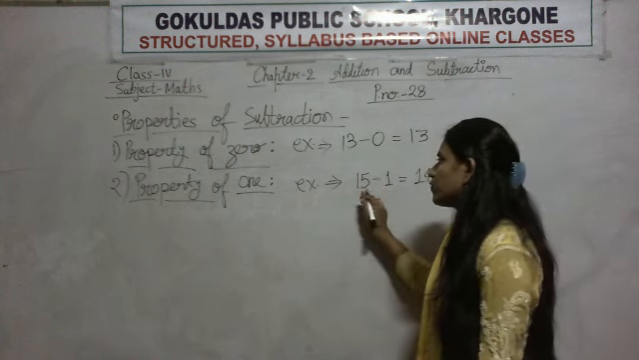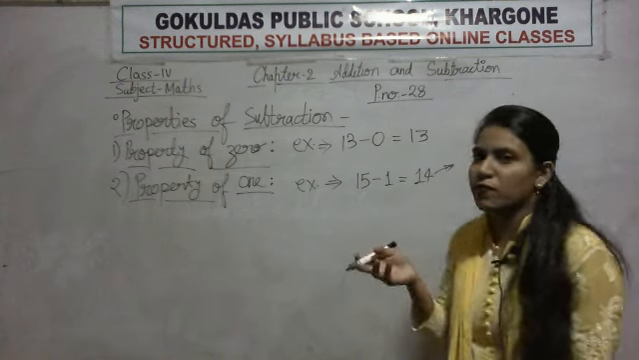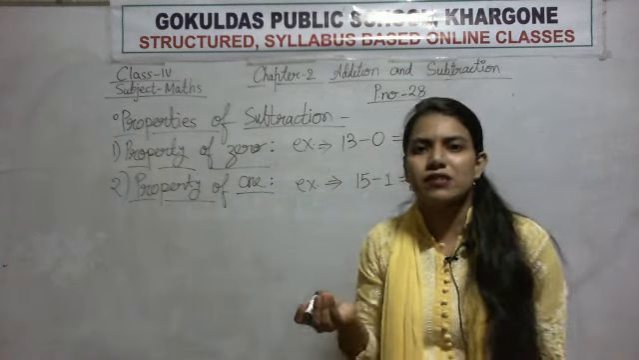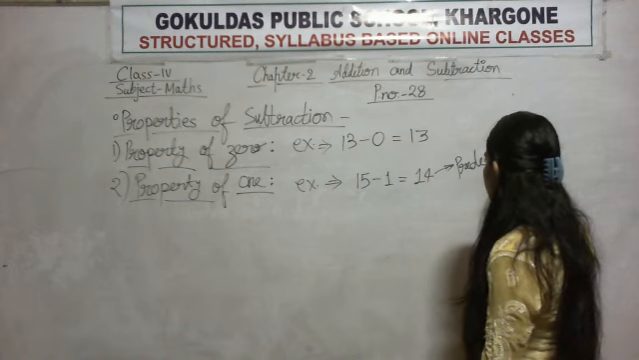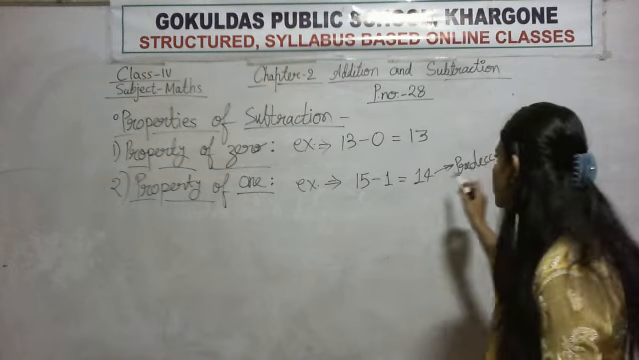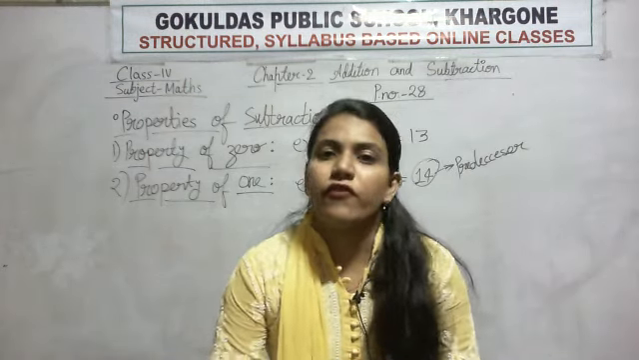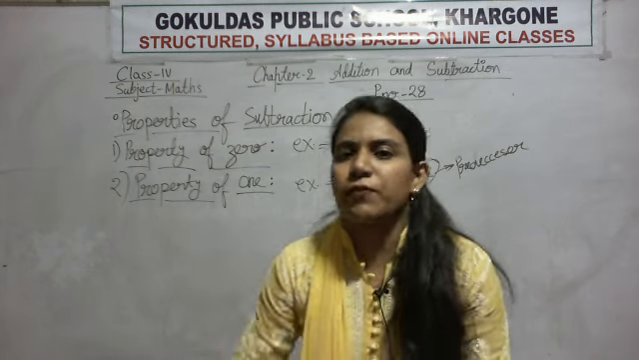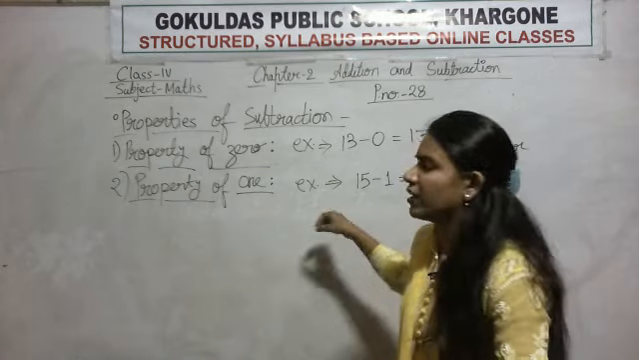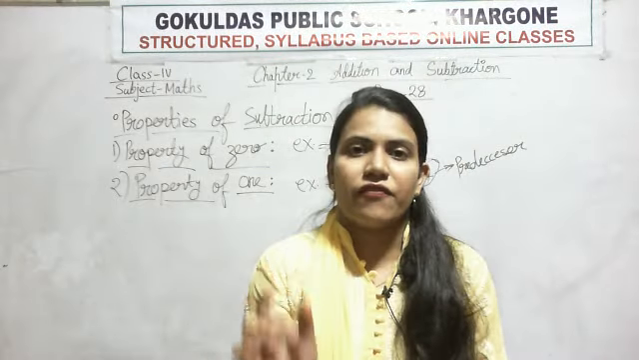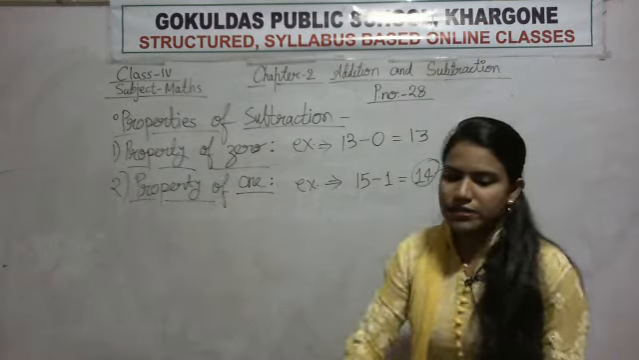So when you subtract 1 from the given number, you get the predecessor. What do you call the just before number? You call it the predecessor. 14 is the predecessor here. Means the property of 1: if 1 is subtracted from any number, not only 15, the difference or the result is the predecessor of the number. Let's take another example.